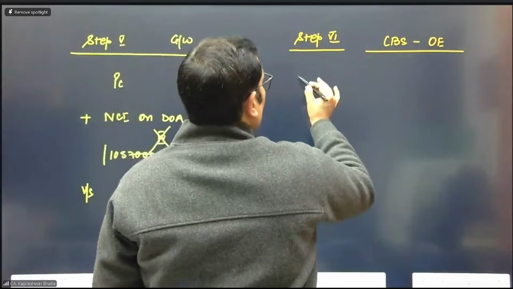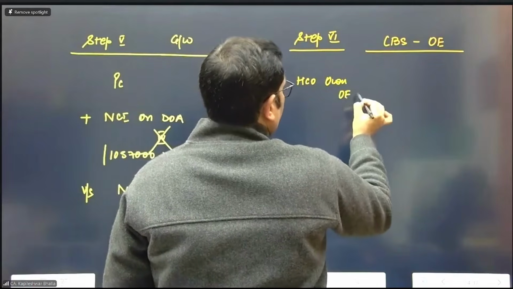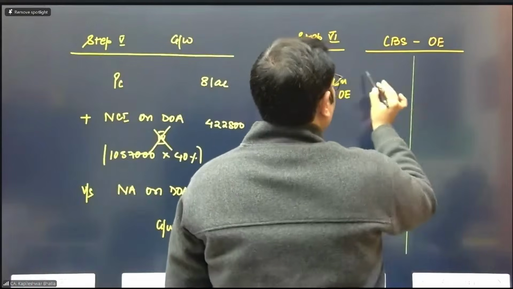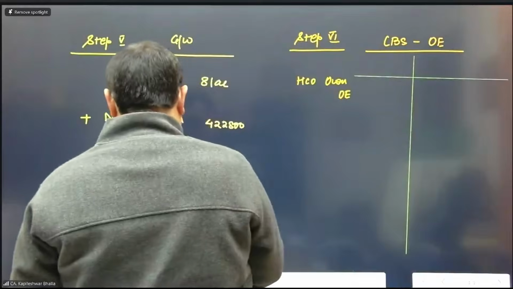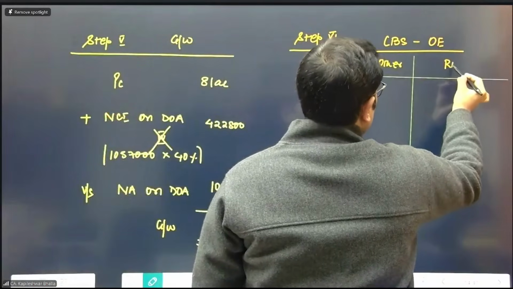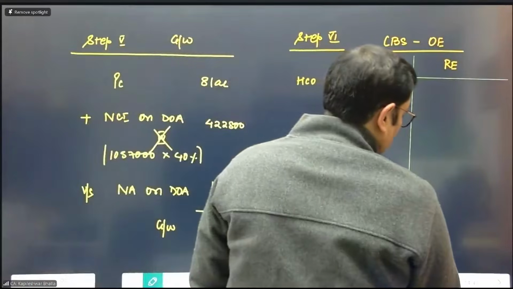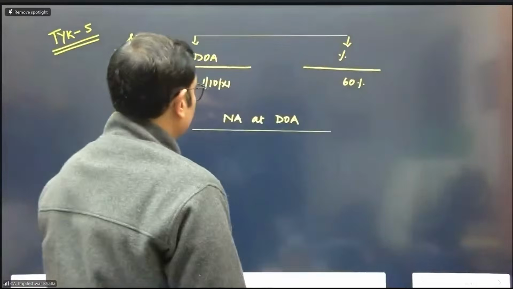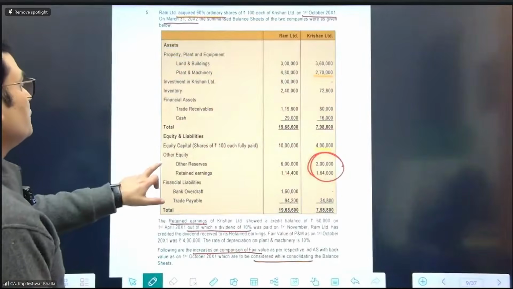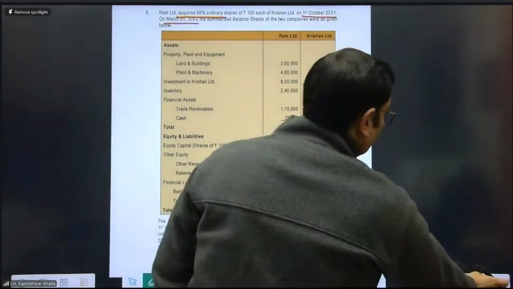So first of all, we'll take the holding company's own other equity. And for this purpose, we'll have to segregate 2 columns, because there are other reserves and there is retained earnings. So we'll make 2 separate columns for this. Let's go back to the balance sheet. If you look at the parent company's balance sheet, other reserves is appearing at 6 lakh and RE is 1,14,400.